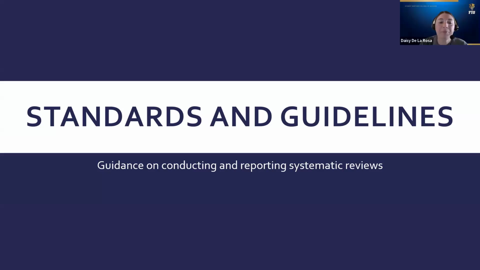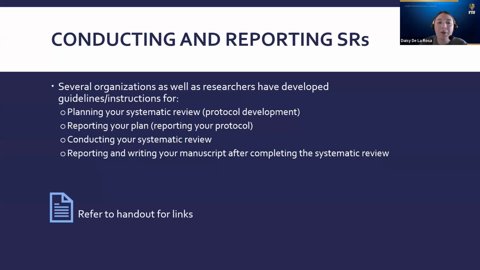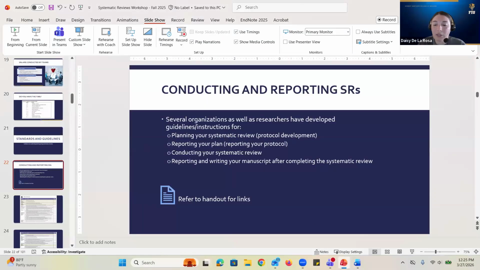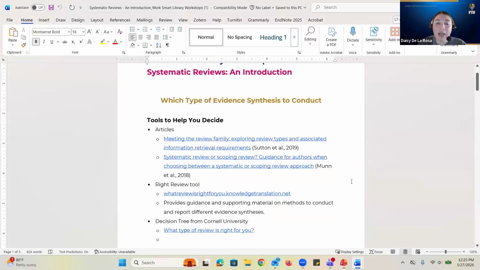Okay, so we'll move on here. There are guidelines, like I said, to help you conduct systematic reviews. Several organizations as well as researchers have developed instructions for this. They'll have guidelines for how to plan your systematic review, so protocol development, how to report that plan, how to conduct the systematic review, and then reporting and writing up the manuscript after you complete it.